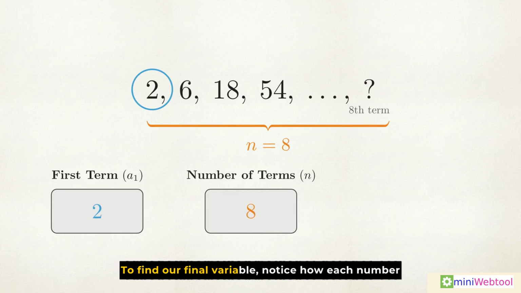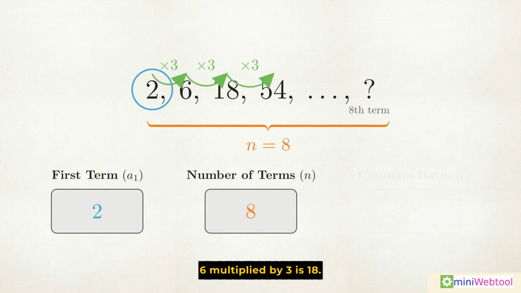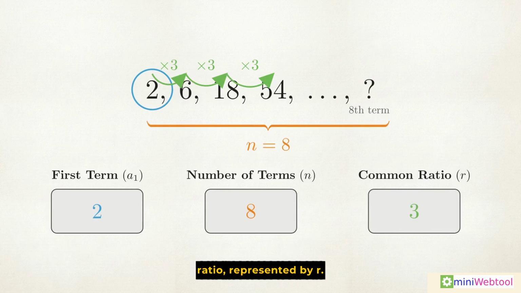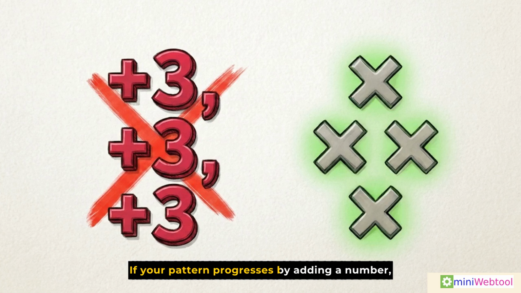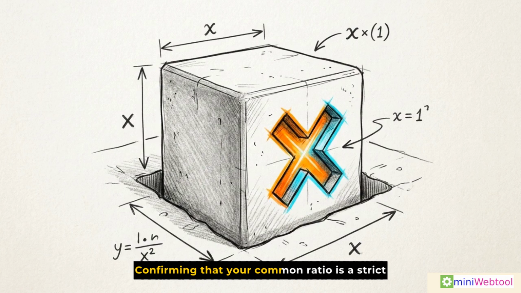To find our final variable, notice how each number progresses. 2 multiplied by 3 is 6, 6 multiplied by 3 is 18. That consistent multiplier of 3 is our common ratio, represented by r. This is where many students make a critical error. If your pattern progresses by adding a number, like adding 3 each time instead of multiplying, you have an arithmetic sequence. Entering an arithmetic pattern into a geometric calculator will give you the wrong answer. Confirming that your common ratio is a strict multiplier is the structural foundation for everything we are about to calculate.